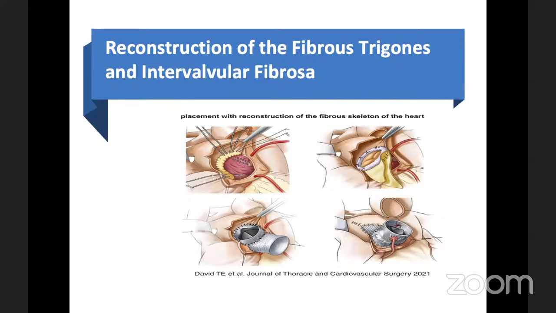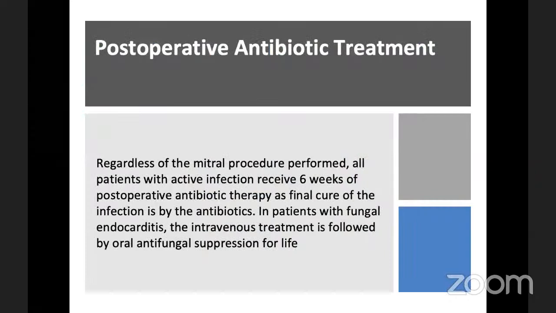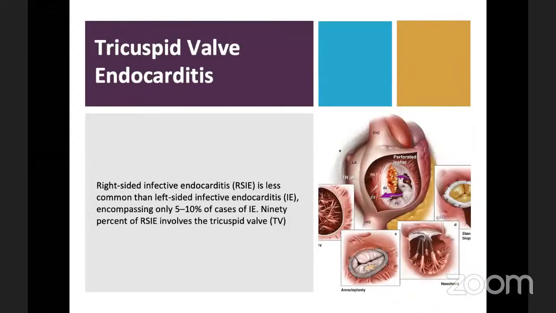It's a complicated surgery. I don't know if they have done it before. I think it's just a case report for this reconstruction of the fibrous trigone and intervalvular fibrosa. Postoperative antibiotic treatment, regardless of the mitral procedure, the patient has to complete at least 6 weeks of antibiotic therapy. Patients with fungal endocarditis have to receive oral antifungal medication for life.